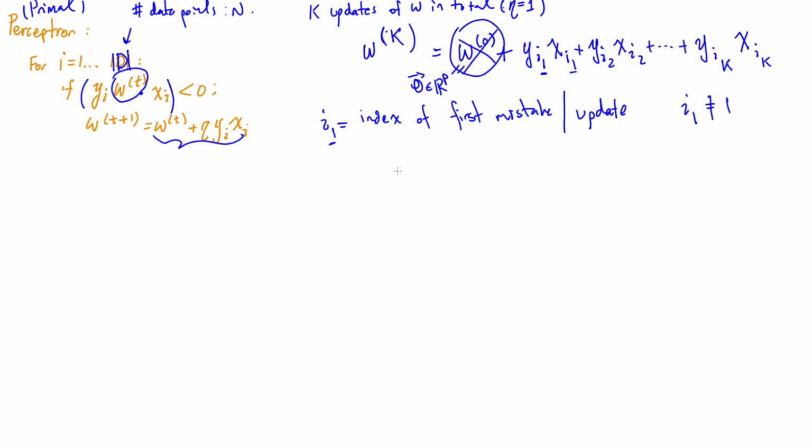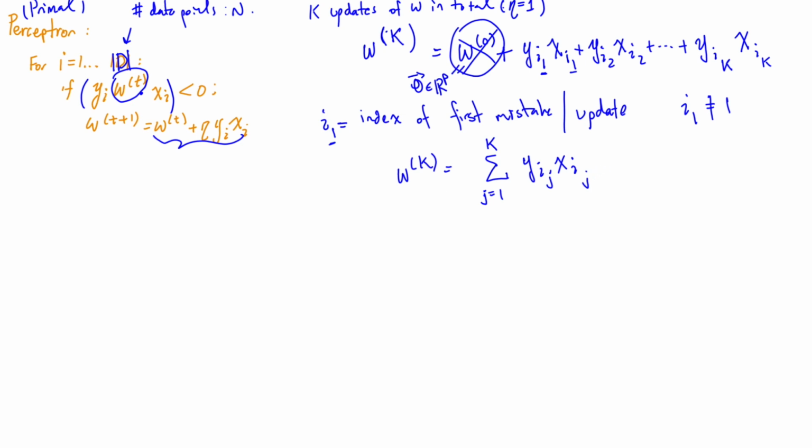So what I've got here is that wk is equal to the sum, let's say j equals 1 to k, of yij xij.